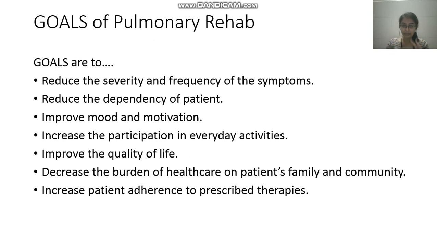These are collective goals, not only physiotherapeutic goals. These are collective goals, if you take the other professions' perspective as well as the physiotherapy perspective. So these are the goals you can write when you are writing goal formation for any patient with respiratory disease. So you can see here, reduce the severity and frequency of the symptoms. Symptoms will go according to your condition, like a patient with COPD will have excessive coughing, breathlessness, cough production, mucus production, etc.